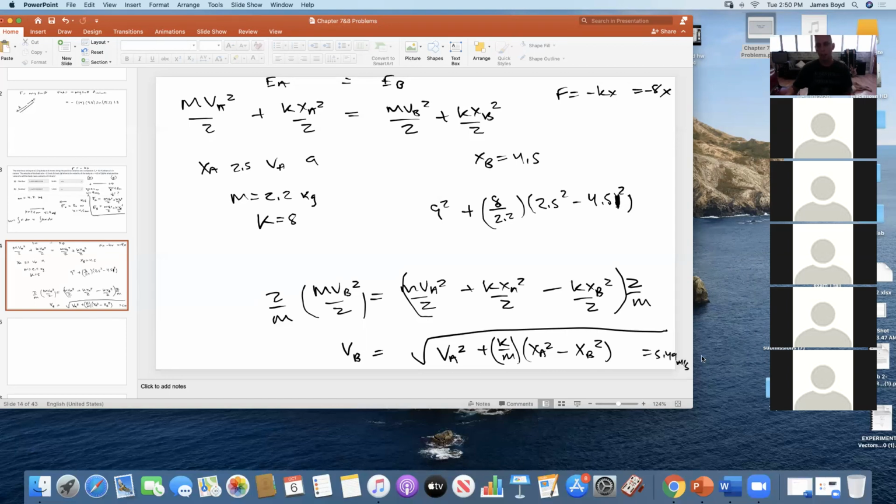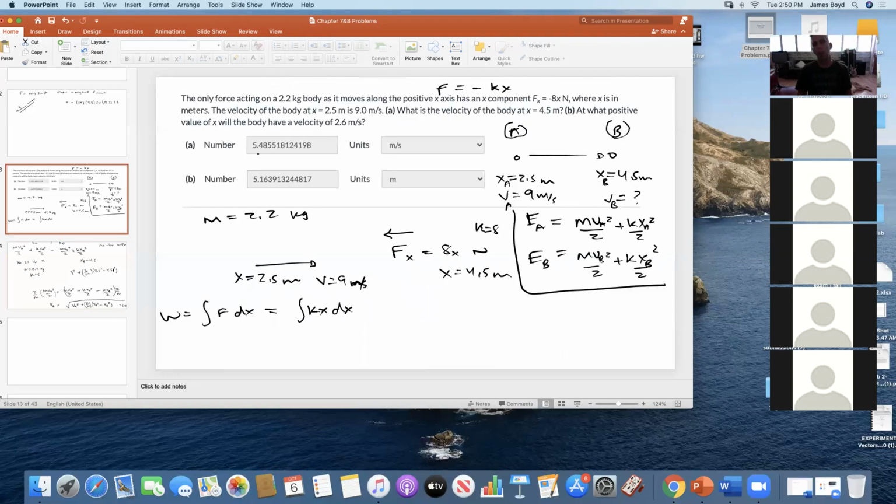So this is 5.49 meters per second. Why did it slow down? It was doing 9 and it slowed down to 5.49. Slowed down because the force was acting opposite the displacement. That means that the work was negative. Negative work implies a negative change of kinetic energy. Kinetic energy is dependent on v, so it slowed down.